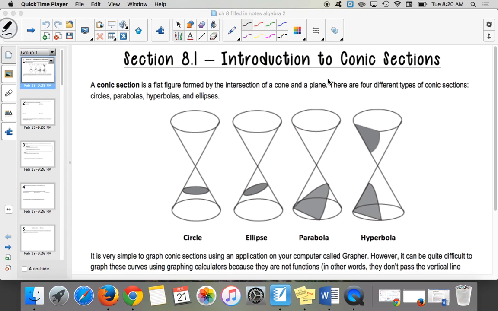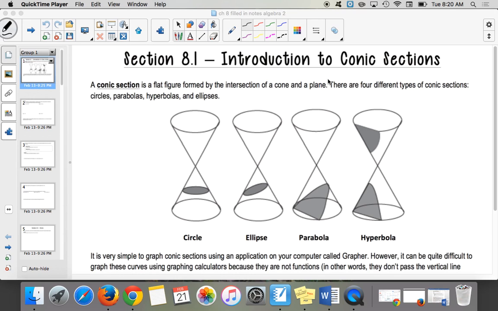So section 8.1 is an introduction to conic sections. Conic sections are basically shapes that can be formed by slicing into a cone. Think about the different ways you can slice into a cone. If you go straight across, then you're going to make a circle. Do you guys see these little cross sections? So this would be a circular shape.